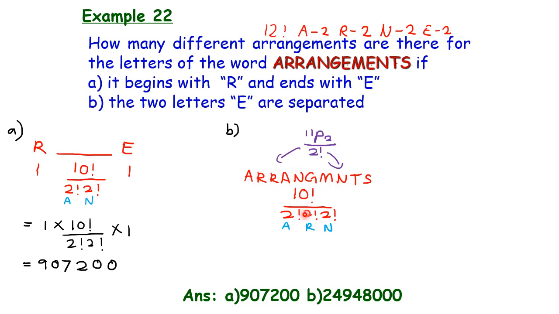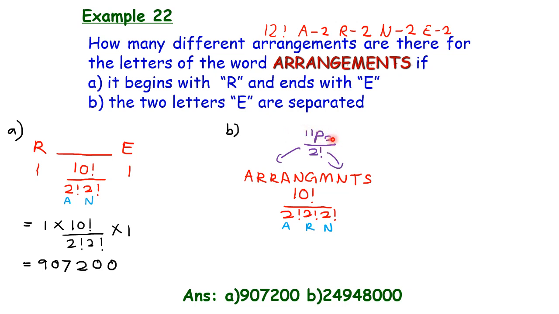So with these 10 letters, apart from E we still have 2 A's, 2 R's and 2 N's. So we have to divide these 10 factorial by 2 factorial for A, 2 factorial for R and 2 factorial for N. And then we want to slot in the E's. In between we have 9 gaps plus both ends, so in total we have 11 places that we can slot in the 2 E's.